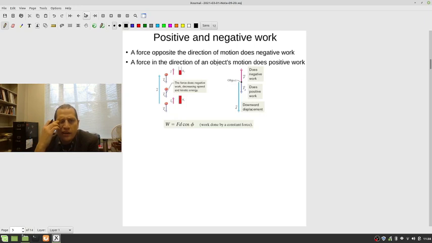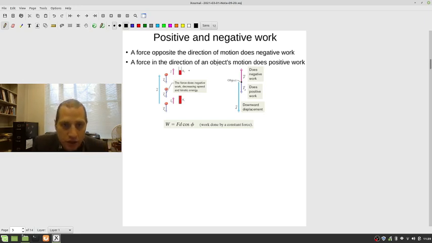Okay, so forces can either help you speed up or help you to slow down. And the way that we talk about it in physics is force times distance. If that force is causing you to speed up, we consider that as positive work. If the force causes you to slow down, we call that negative work.